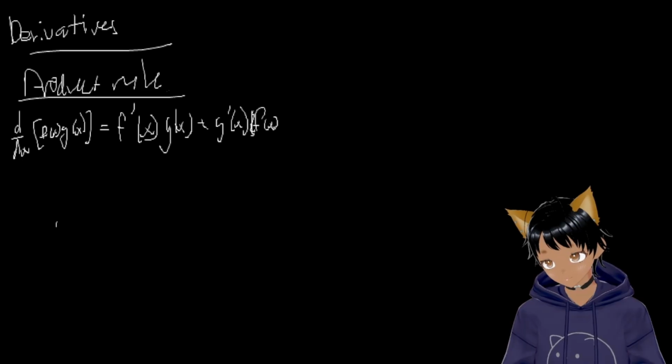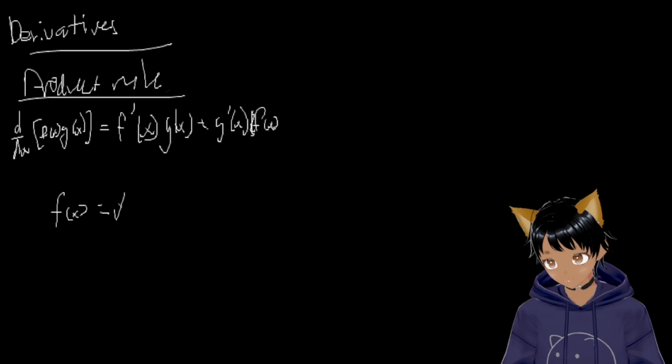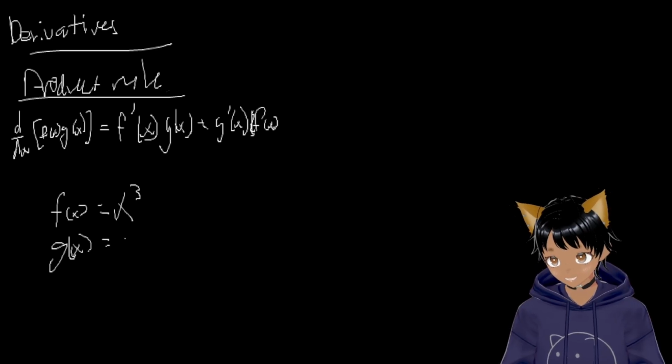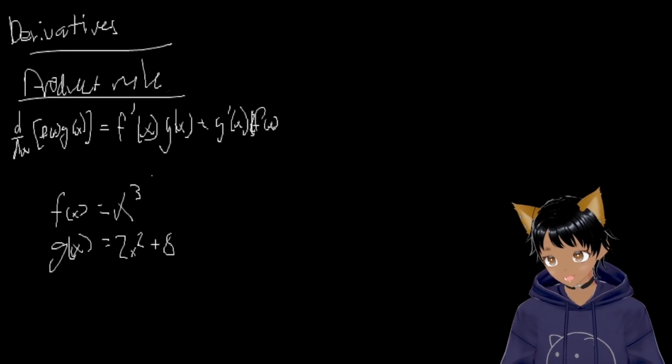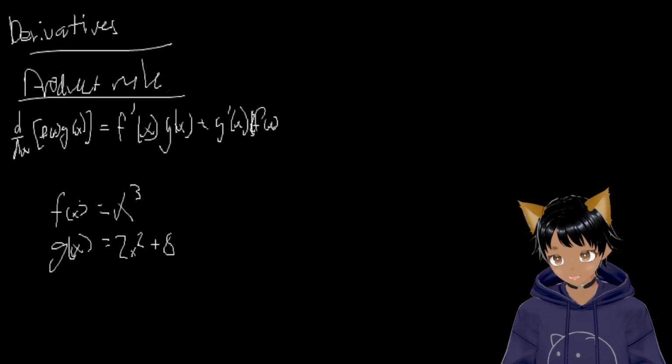Let's get an example. Let's say f of x is equal to x^3, right? And g of x is equal to, let's say, 2x^2 plus 8. Simple, correct? So how do we simplify all of this into this formula? First, let's start with finding the derivative of x^3.